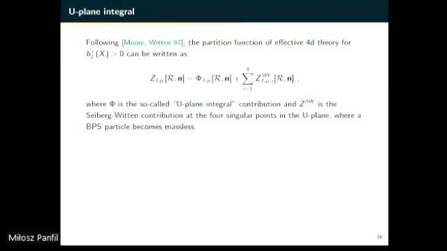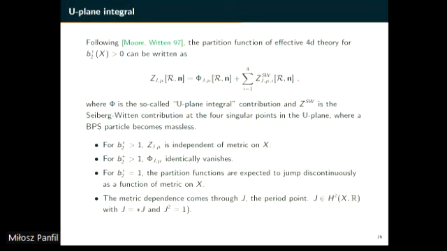In fact, this structure depends very much on the precise value of b2 plus. For example, when b2 plus is larger than one, you can argue that this U-plane integral completely vanishes, and this entire partition function is completely independent of the choice of metric on X. However, something interesting happens for b2 plus equal to one. In this case, you can argue that in the space of metrics, there are codimension one walls. If you cross this wall, the description of the moduli space changes. Then the partition functions are in fact not constant, but are expected to jump discontinuously as a function of the metric on X.